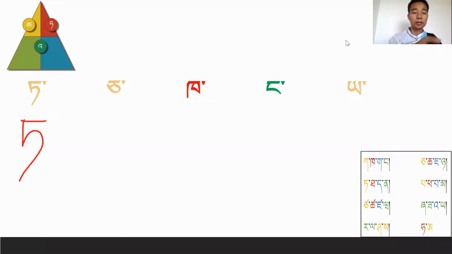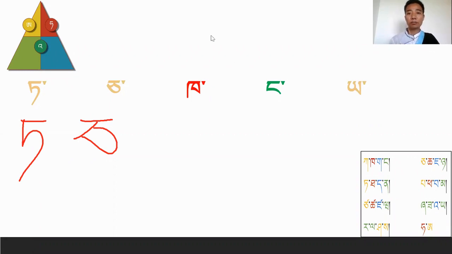Then the second one is cha. This one is also a high tone. So how to write cha? You can write it like this. This is cha.